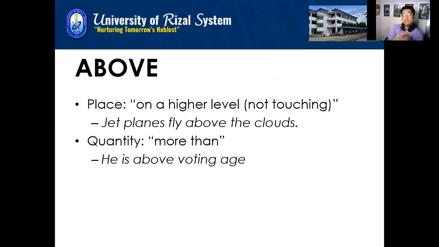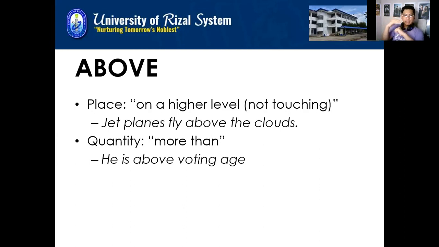Let's begin with above. When we talk of above, it means on a higher level, again, not touching. So jet planes fly above the clouds. Let's say, for example, this is the cloud, and then here's the airplane. It's above the clouds. Again, not touching the object, not touching the surface. The surface here could be the clouds, and then we have here the jet planes. You can see that the jet planes are not touching the clouds.